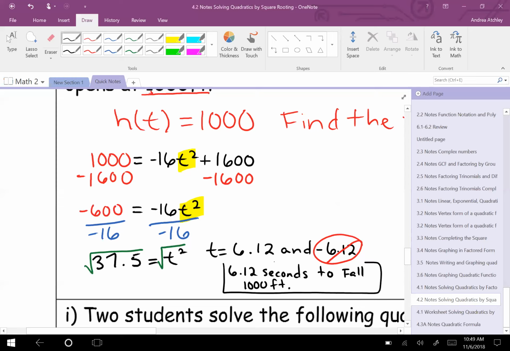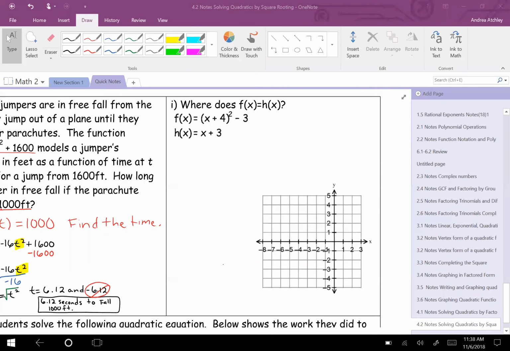Any questions over that? Okay. The bell's about to ring. We'll come back and finish this. So we're going to find that. We're going to solve this by graphing. You could solve this algebraically, but we're not going to do that today. We'll do that sometime next week.